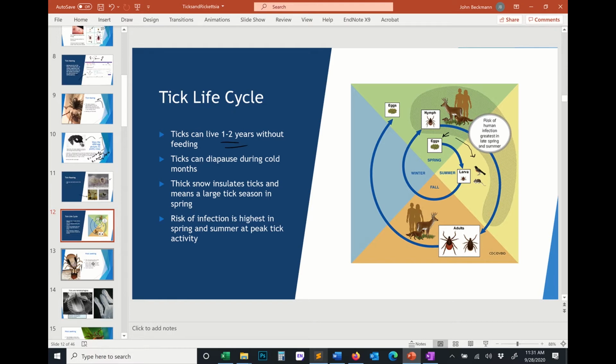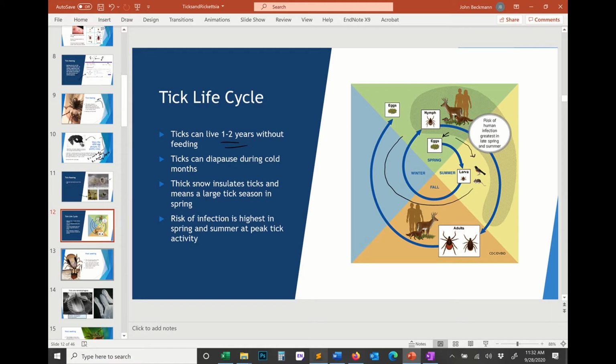And if there's lots of snow, that actually helps the ticks because the snow insulates them and keeps them warm in their little microclimate. So if you have thick snow layers, oftentimes you'll have huge, massive tick seasons the next year because it actually helps them. Then the nymphs will come out in the spring.